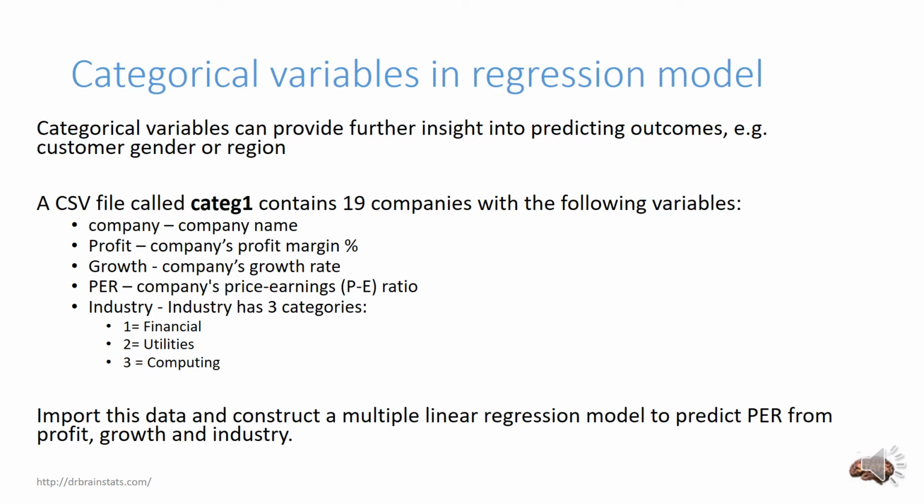Which now brings us onto categorical variables in a regression model. Categorical variables can provide further insight into predicting outcomes, for example, customer gender or region. A CSV file called categ1 contains 19 companies with the following variables. Import this data and construct a multiple linear regression model to predict PER from profit, growth, and industry.